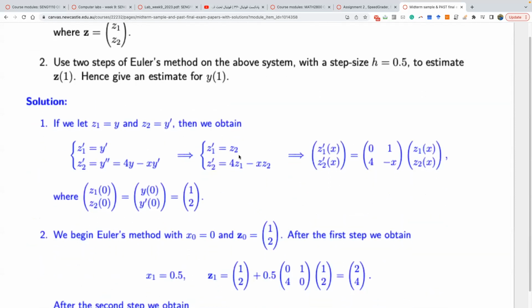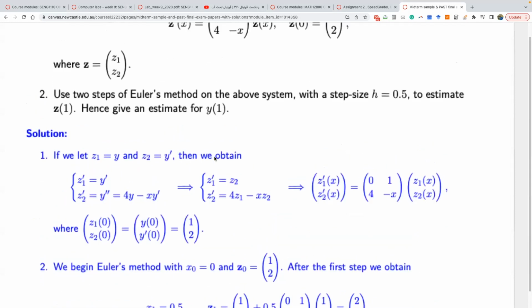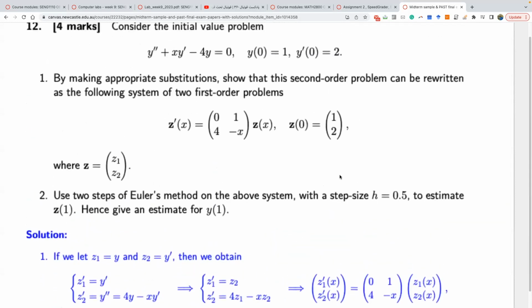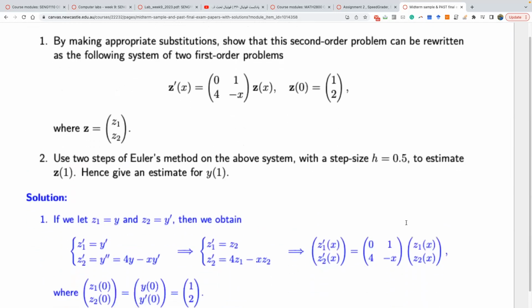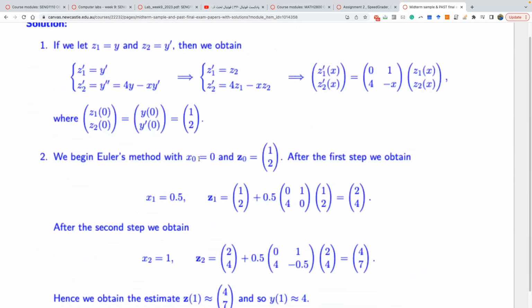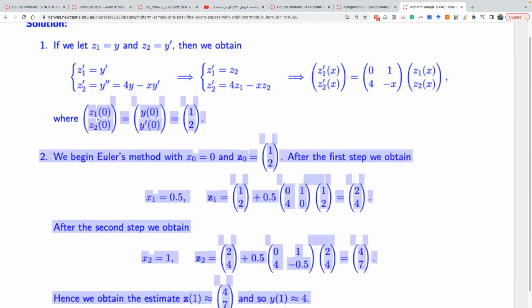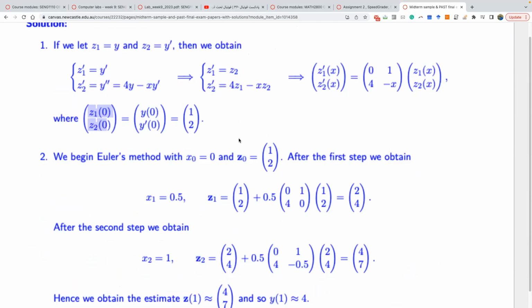All right. So Euler's method: we want to estimate y of 1. Step size is 0.5, so you will do 2 steps. X0 is 0, the independent variable initially, which is here. Z sub 0 is this guy here, 1, 2.